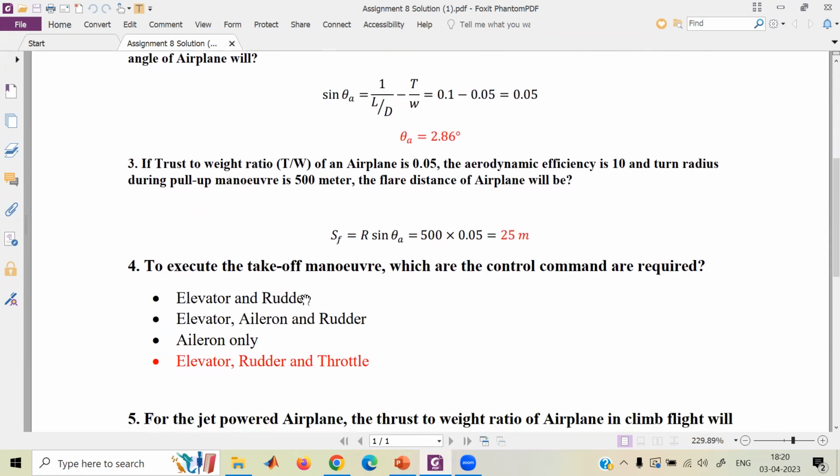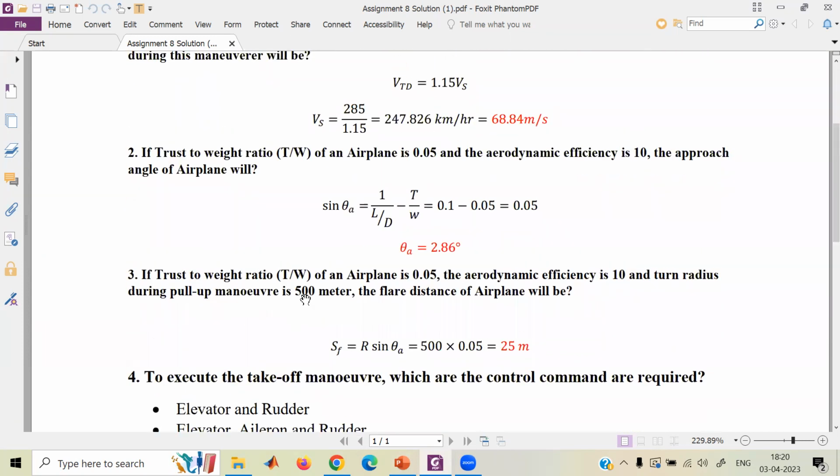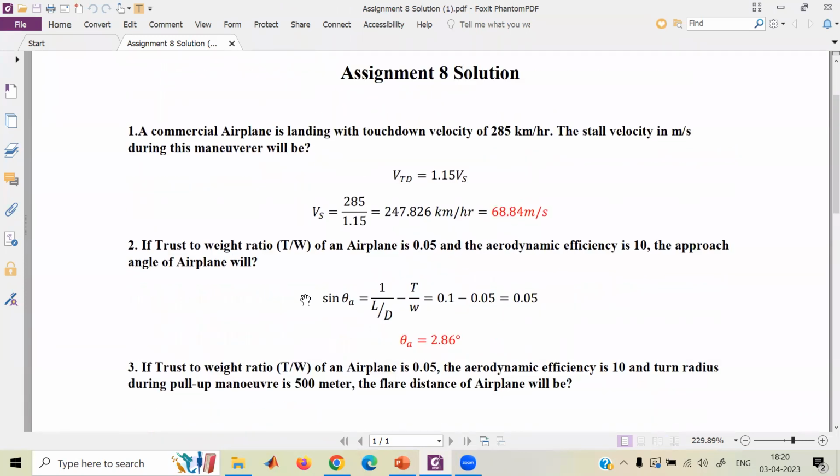Sir, as we know, the touchdown velocity from the first question is 15% greater than the stall. Sir, I think it was 1.2 to 1.3 times V stall. To be honest with you, this is also not a correct number, but it varies with aircraft. Now they've chosen 15%, so let's go with 15%. Maybe they taught you in the lecture that for that particular aircraft it should be 15%.